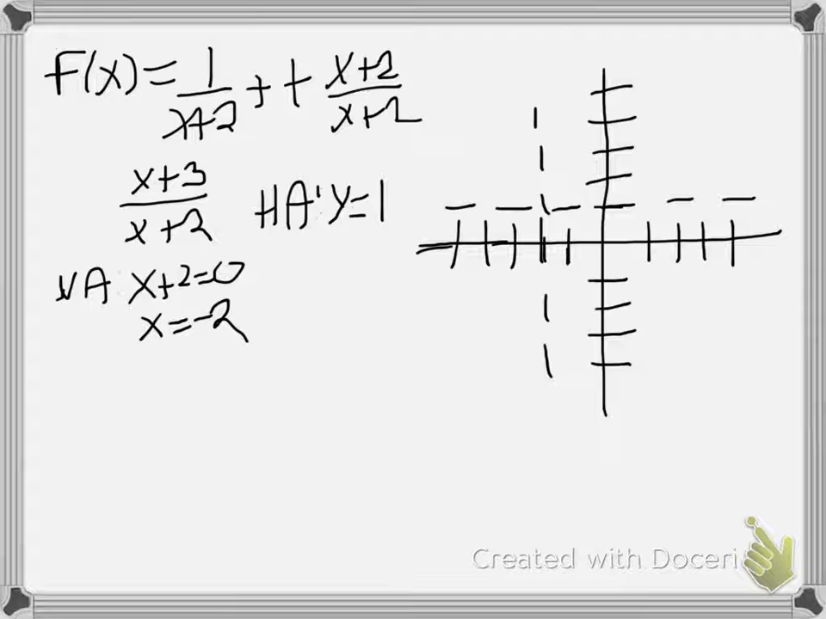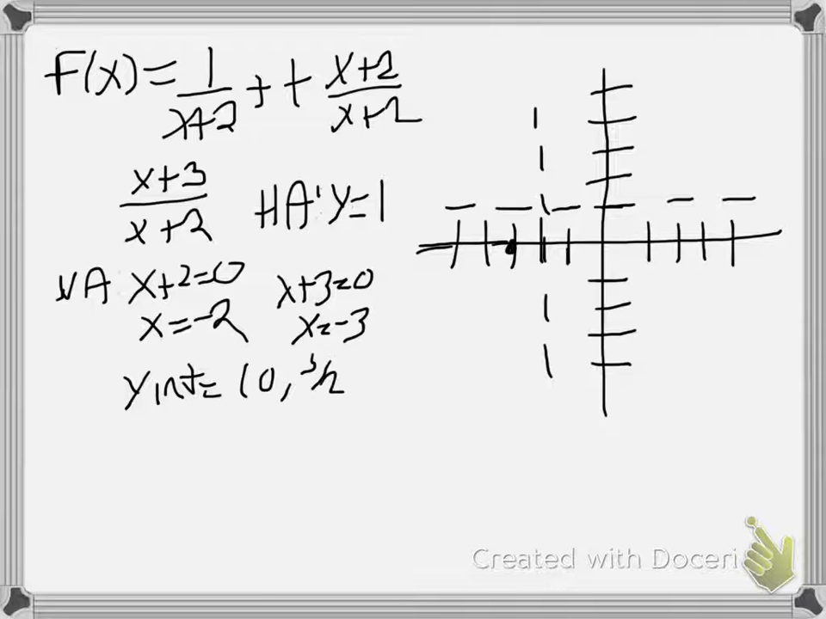We do have a 0. We take our numerator and set equal to 0. Well, x plus 3 is equal to 0, so I have a 0 at x equals negative 3. So here's a 0. And as far as a y-intercept goes, if I plug in 0 for x, my y-intercept is going to be at the point (0, 3/2). Okay, so (0, 3/2) is up here.